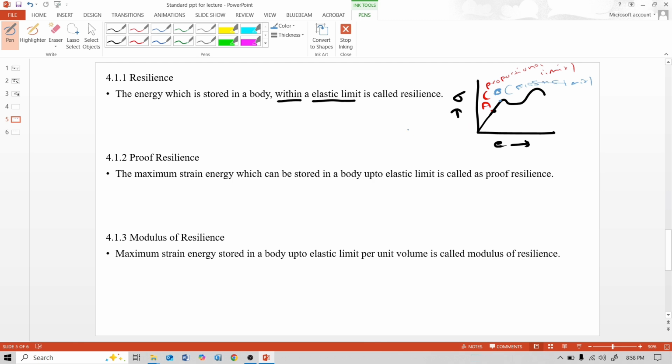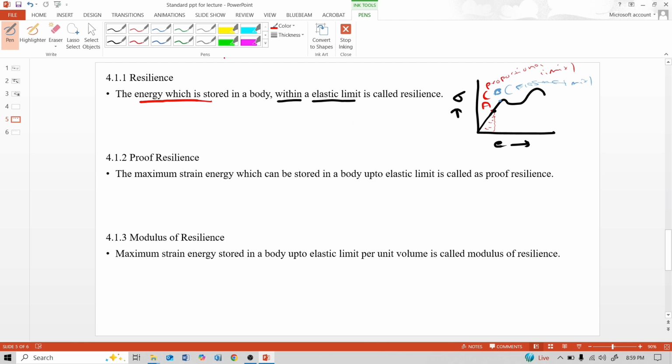See the definition once again: the energy which is stored in a body within elastic limit. Within means within the elastic limit, that means below that elastic limit, and below the elastic limit is point A, this point. The energy which is stored in a body within elastic limit is called resilience.